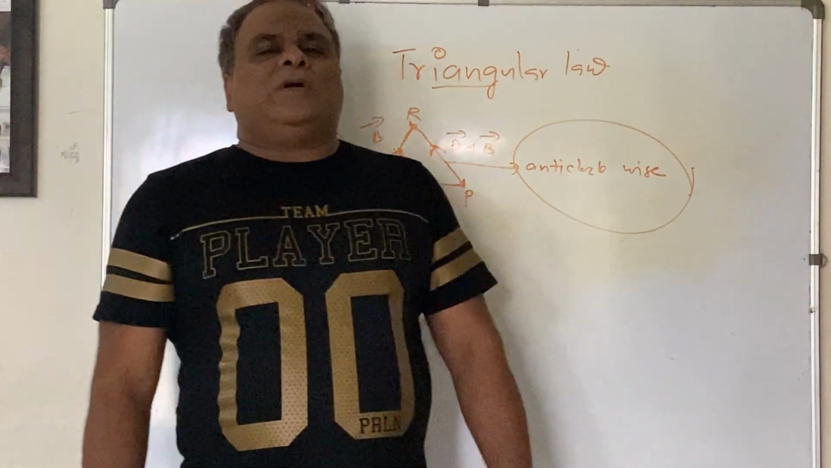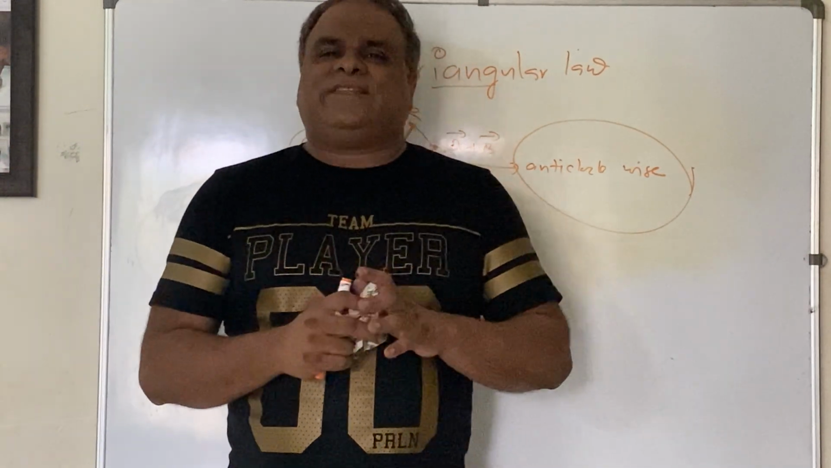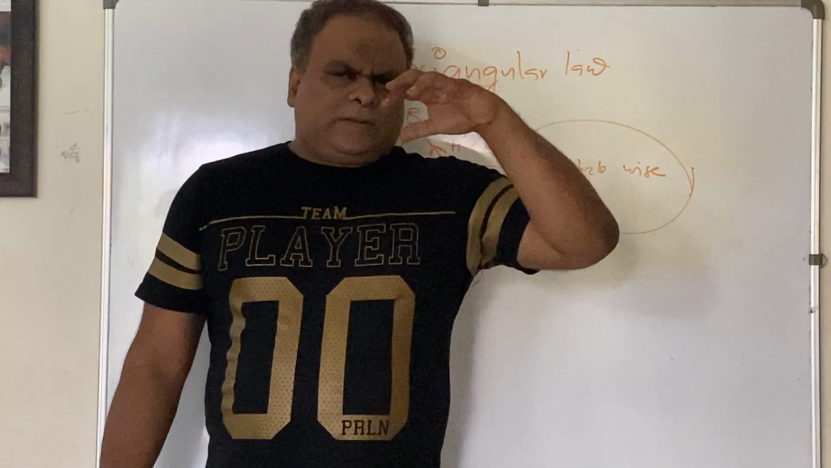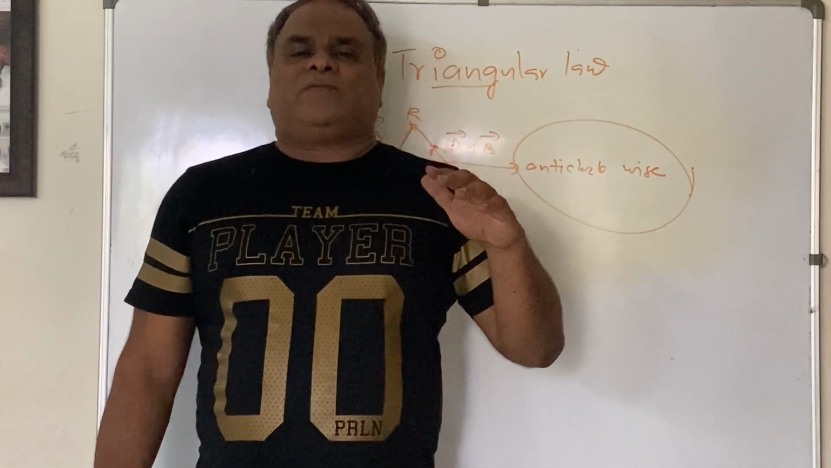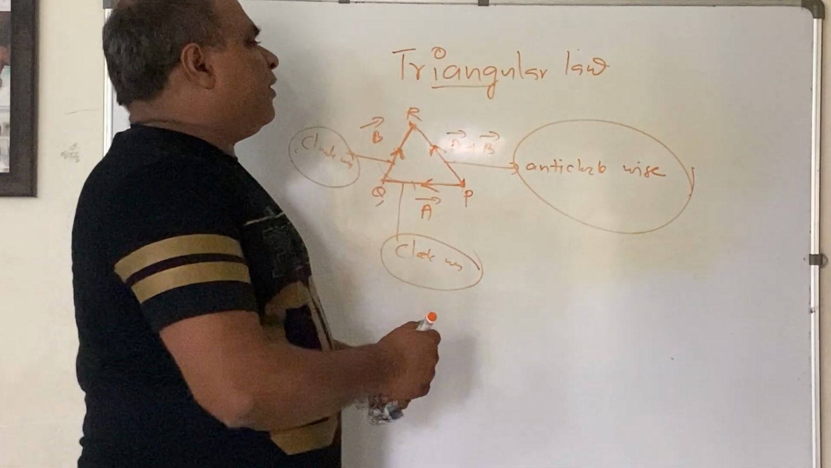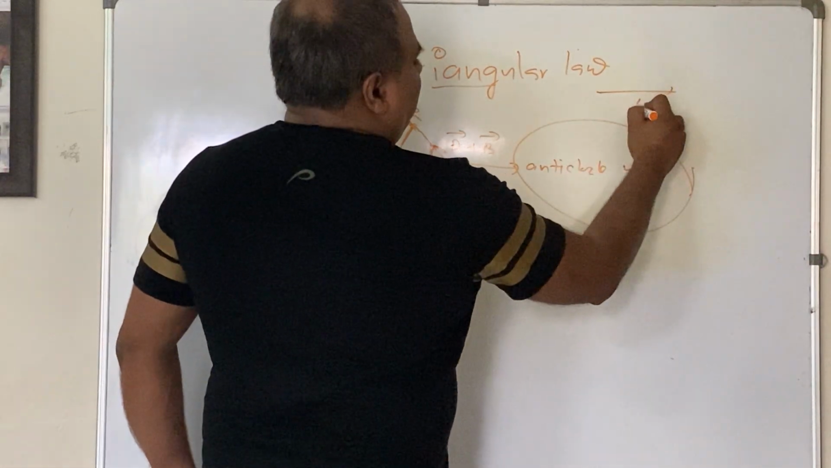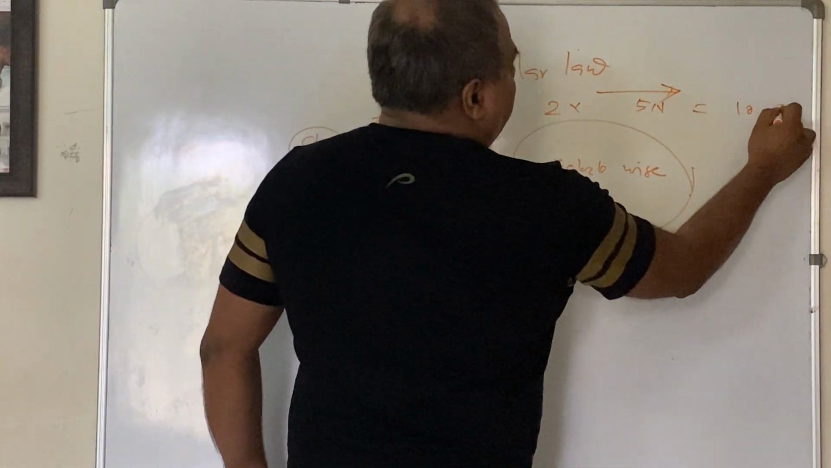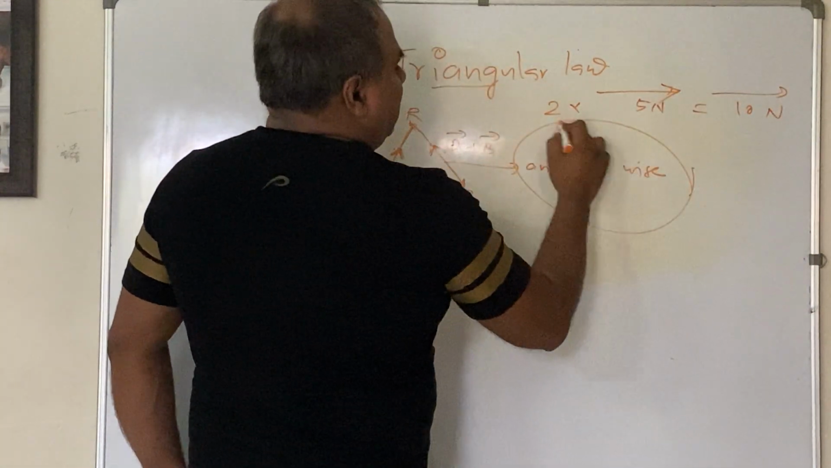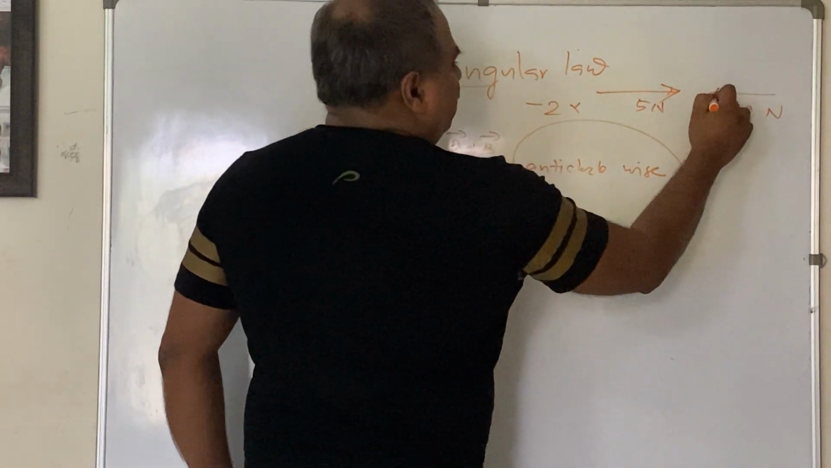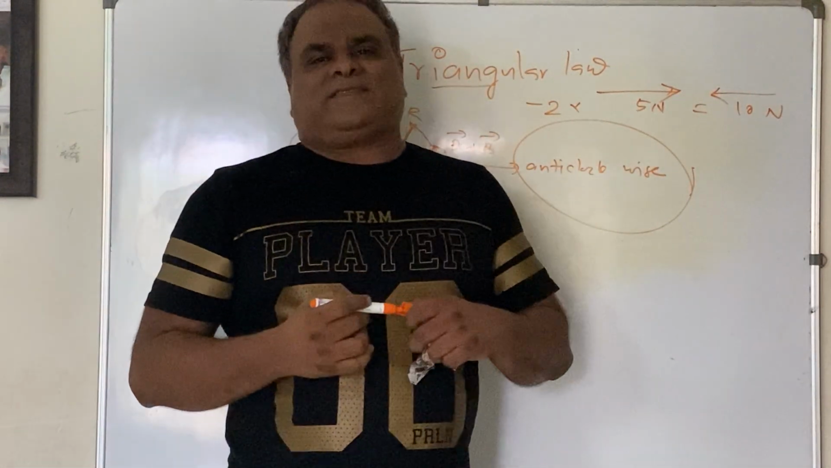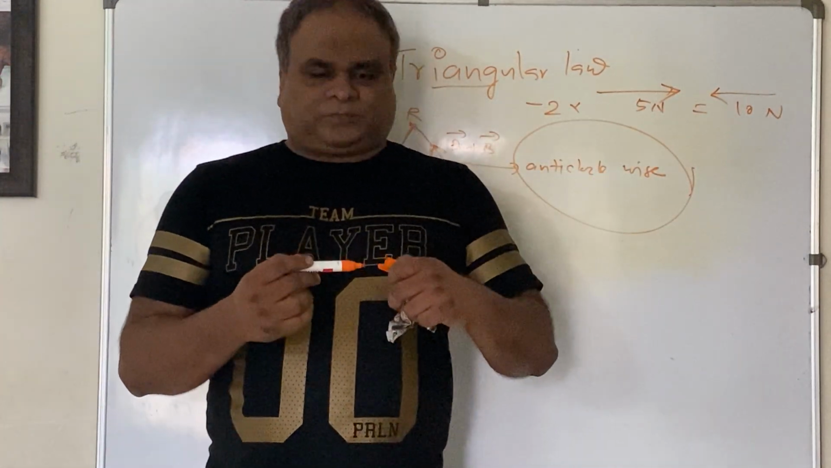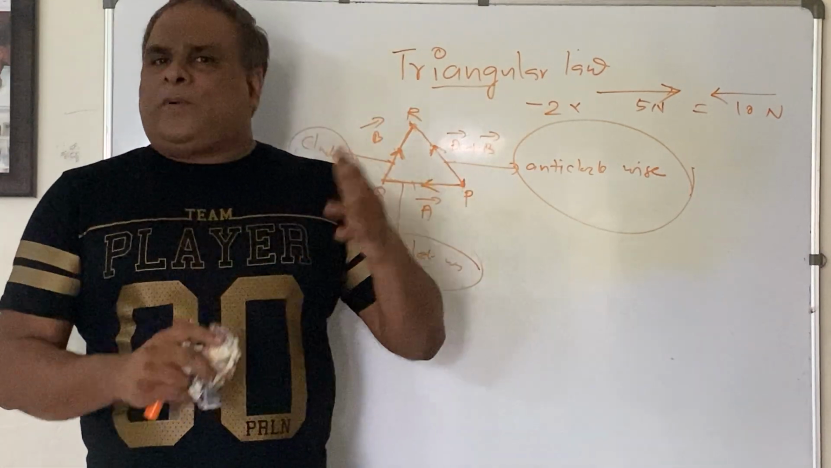Understood? So I am summarizing the points we discussed today. First is multiplication of a vector by a scalar. You need to just multiply with that number. For example, if I am multiplying a 5 Newton force by 2, you will get 10 Newton in the same direction. If you are multiplying with minus 2, then the direction is opposite. If the sign is negative, the direction will change. Understood?